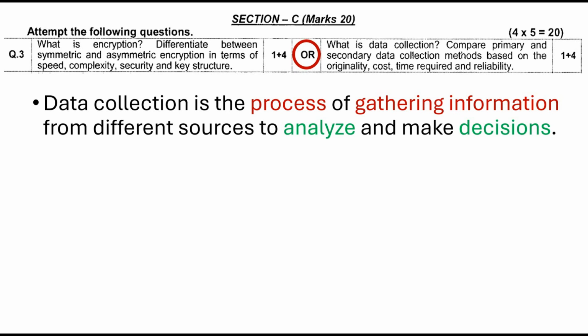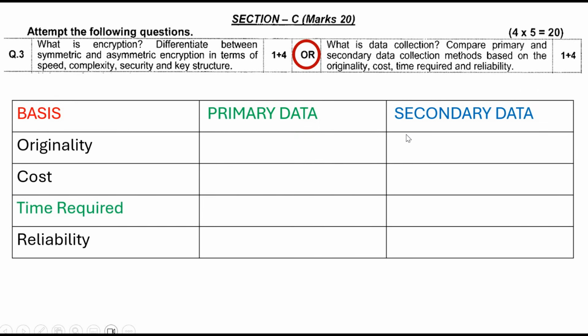Okay, data collection. Data collection is the process of gathering information. We gather information from different places, users, environments, and sources to analyze and make decisions. The purpose is to analyze from different angles and then take a decision. We can produce a new system, design a new system, or evaluate a system. We will discuss the basics: originality, cost, time requirement, and reliability.